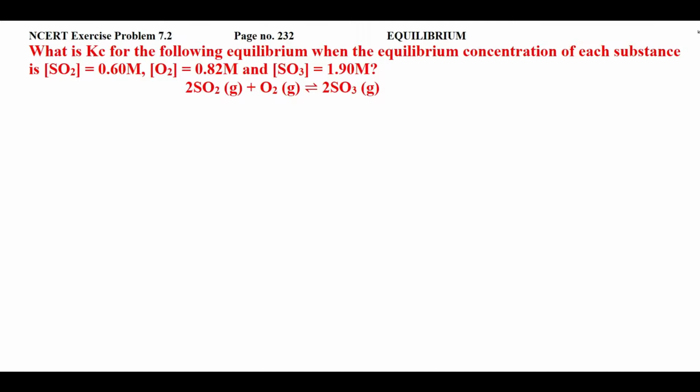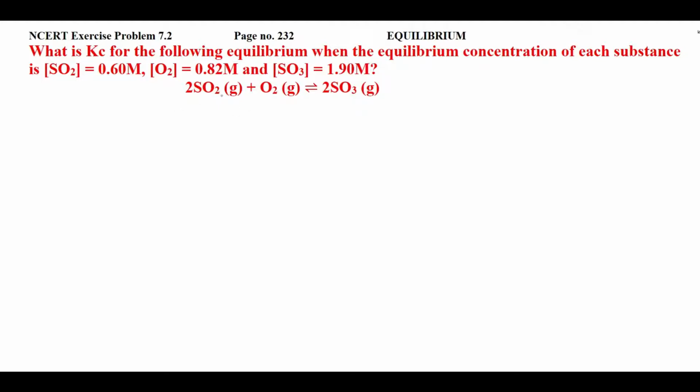Students, this is NCERT exercise problem 7.2 from page number 232 of equilibrium, right? So let's read the statement. What is Kc for the following equilibrium when the equilibrium concentration of each substance, that means SO2 equal to 0.60 molar, O2 equal to 0.82 molar and SO3 equal to 1.90 molar, right? So in this question they have given you a reaction that is in equilibrium state, right? And they are saying that you have to find the equilibrium constant for this reaction.